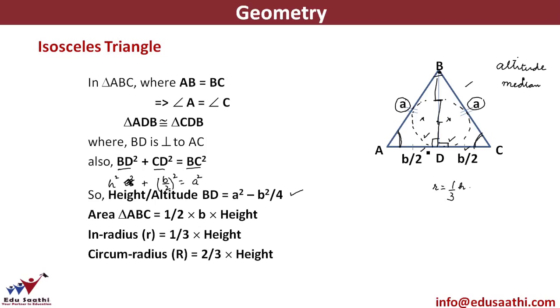Circumradius is the radius of the circle which is formed outside the triangle. So if I go ahead and form a circle outside this triangle, the radius of such a circle is known as the circumradius, and this will be equal to 2/3 the height of an isosceles triangle.